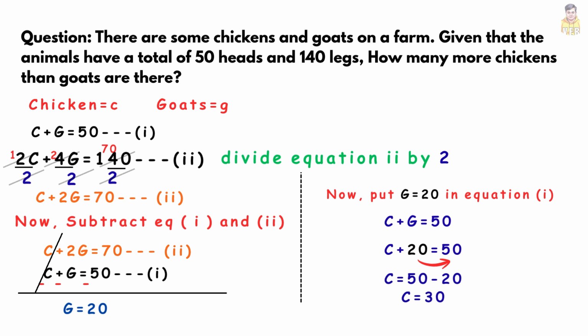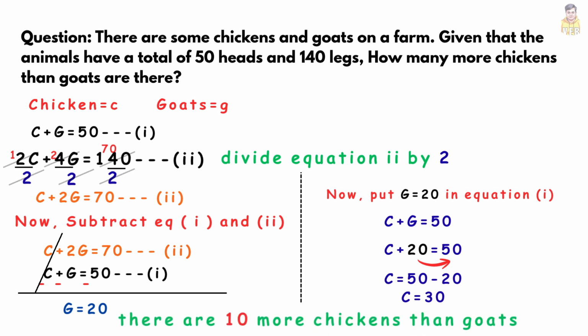So, the number of chickens is 30 and goats is 20. Therefore, there are 10 more chickens than goats. This is how we solve such problems using linear equations.